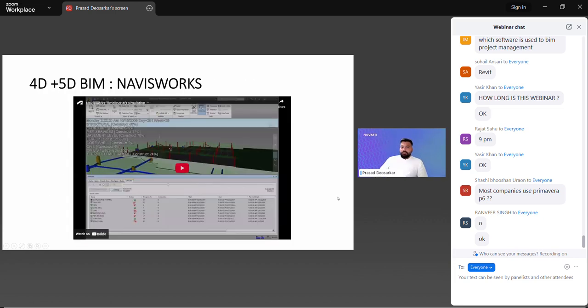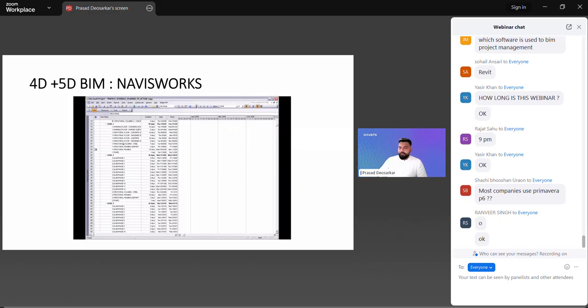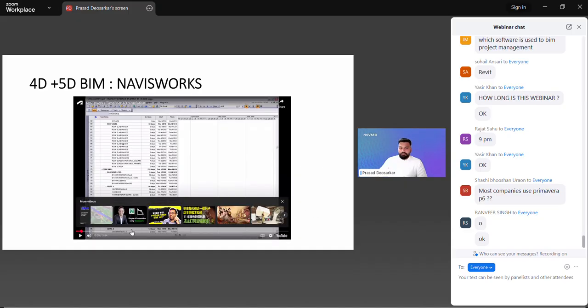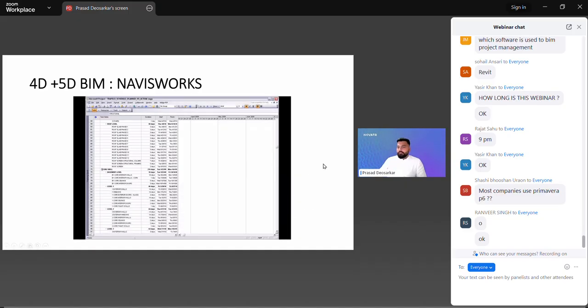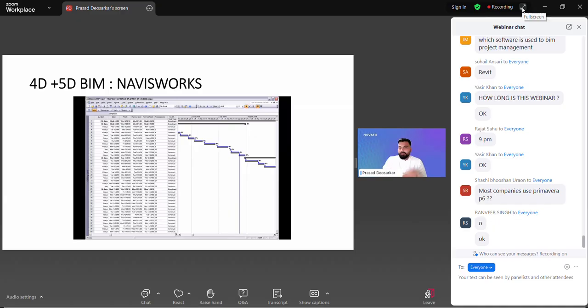So when we talk about 4D and 5D using Navisworks, typically what you see on the screen is a construction program or a schedule that I had just spoken about. So let me just continue playing. This is a video that is captured out of Microsoft Project, where you see all the activities there. You see your Gantt chart. All of us were talking about it just now, right? So apart from the activities, you also have your start dates, your end dates, you have your task type.